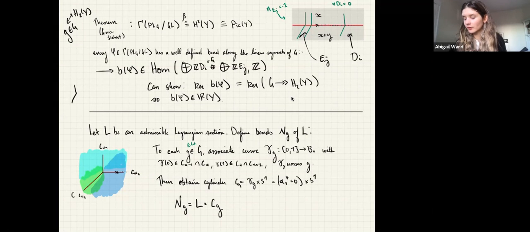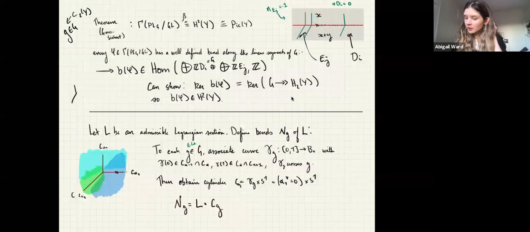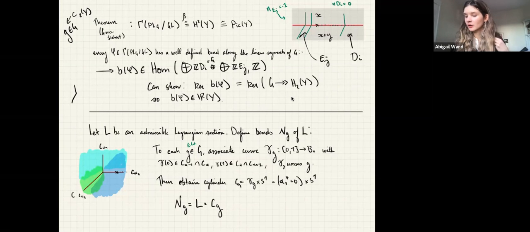which is just some collection of cycles in Y. I have a map from that to the second homology. So the kernel of your b phi is equal to this kernel. So for each phi, you get an element in the second cohomology.